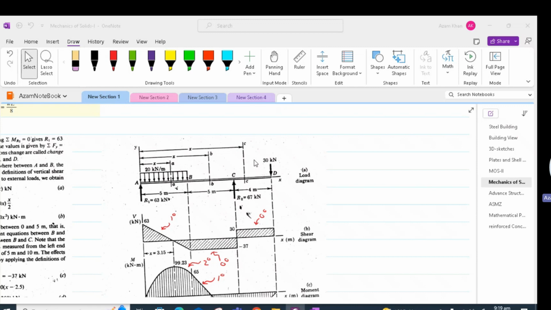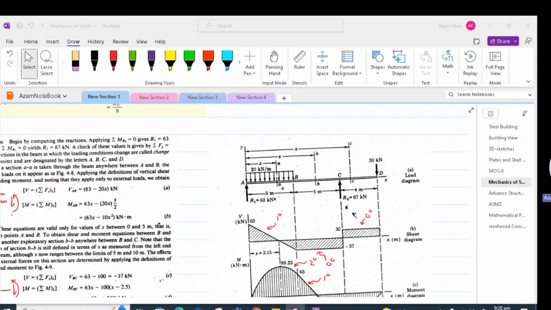If there was another load between the region CD, then we would have required two x's to define the region CD. It is important to keep in mind that we should avoid using the transverse section which coincides with the location of a concentrated load or couple. So we can't take x right at the point where we have a concentrated load or a couple. This is because the point of concentrated load or couple represents a point of discontinuity in the variation of shear or bending moment.